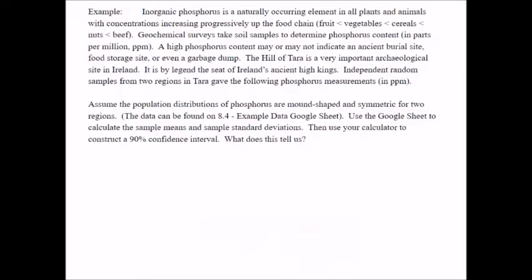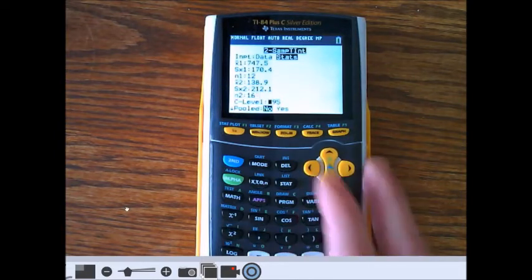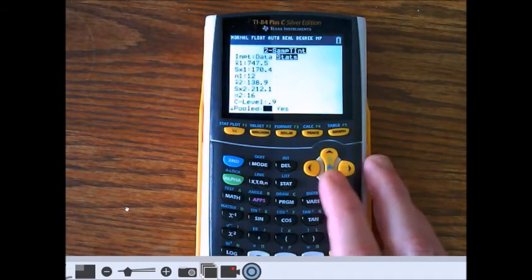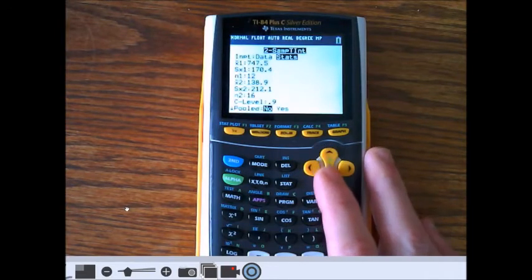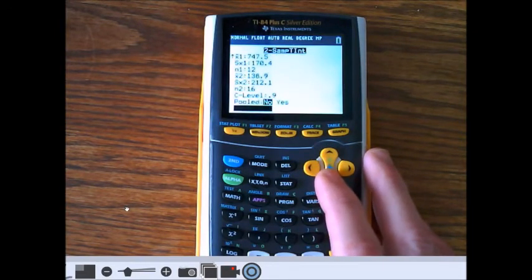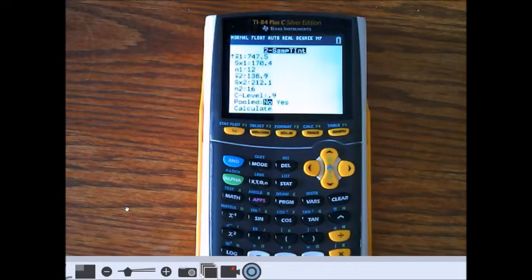Now let's go back to the problem. What size interval does it want? 90%. On your calculator, there is this Pooled option. That's what you'd use if the standard deviations were the same or relatively the same, which in this one, they're not close, so we're not going to pool it. In fact, in all of these examples, we're not going to pool. It's just a slight difference in calculation.